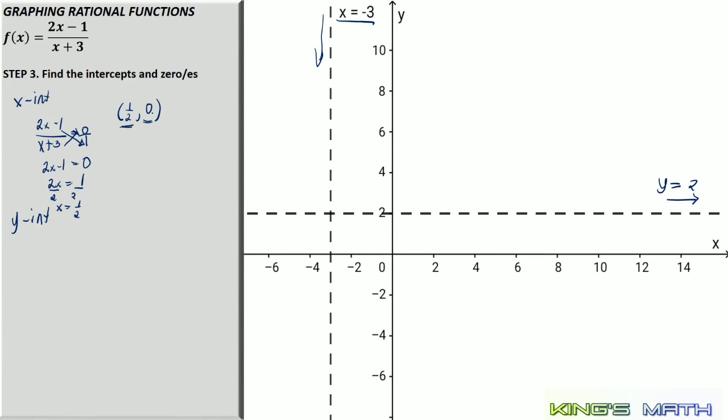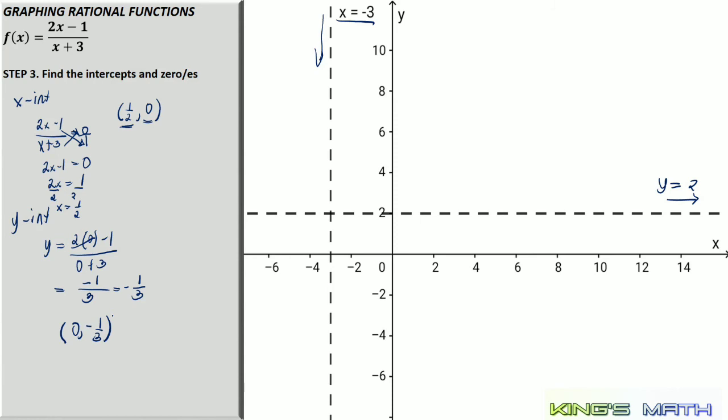How about the y-intercept? To solve for the y-intercept, we're going to let x be 0. So y-intercept is equal to (2 times 0 minus 1) all over (0 plus 3). After letting our x be 0, we're going to simplify. So the numerator will be negative 1, and our denominator is 3, or this will be equal to 1 over negative 3. And we're going to express this as a point. So the y-intercept here is (0, negative 1/3). Okay, so those are the intercepts.